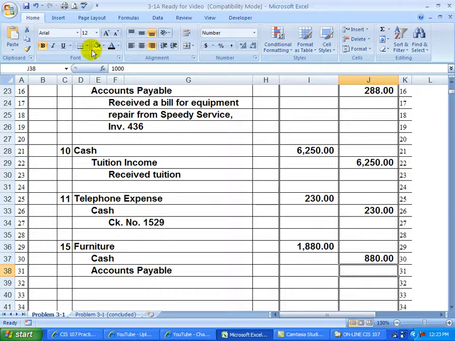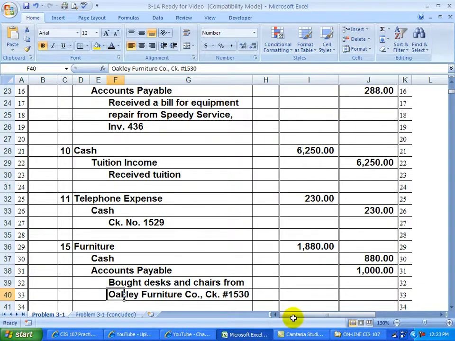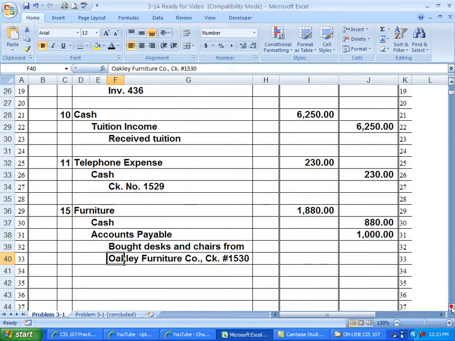And we owe $1,000. So looking at this transaction, you have one debit and two credits. It's a compound entry. And we're going to need an explanation here, telling what we bought and who we bought it from, and the check number that we've given them.